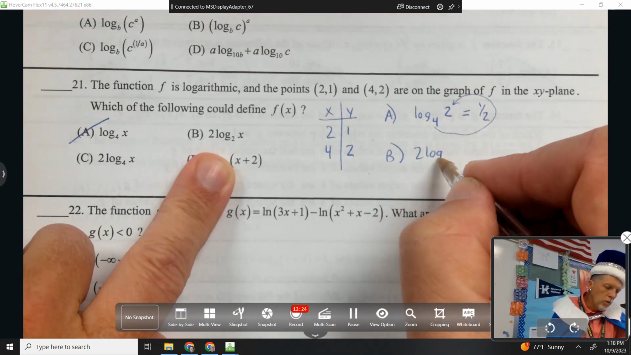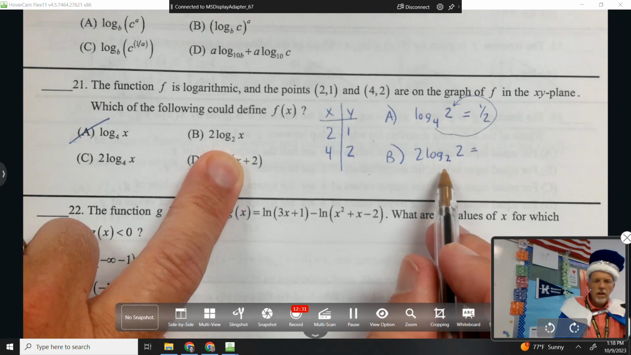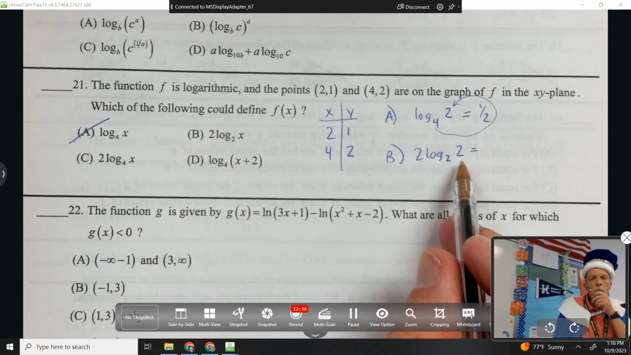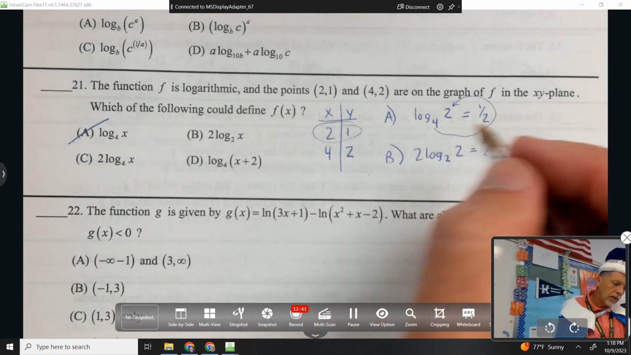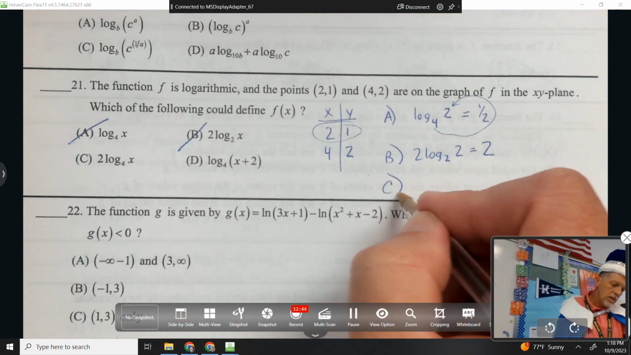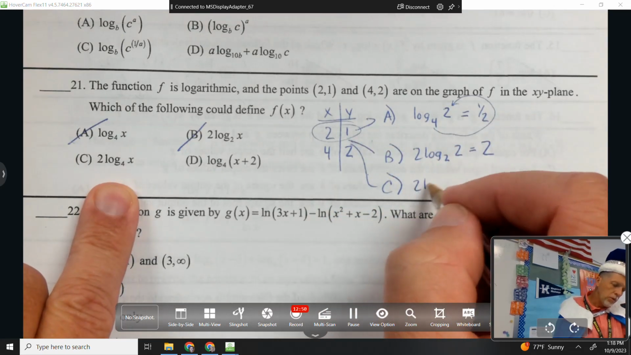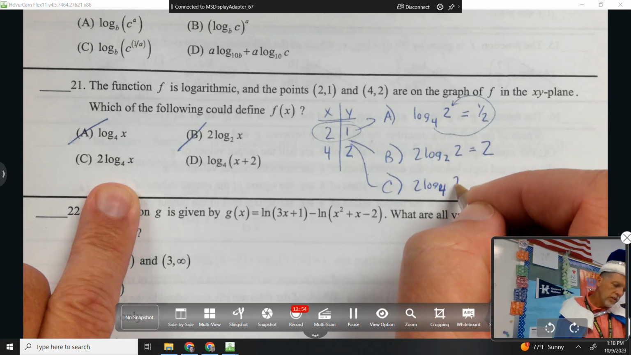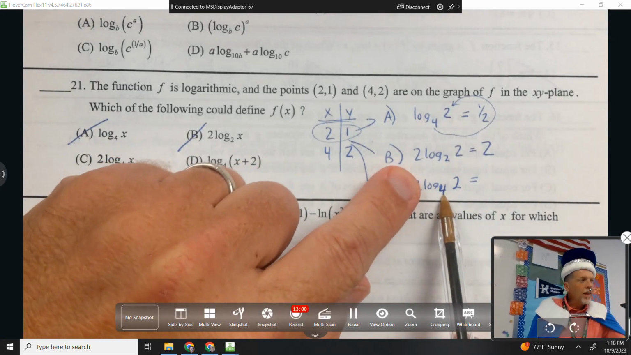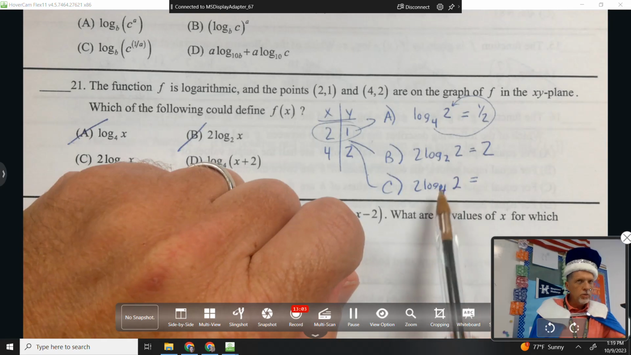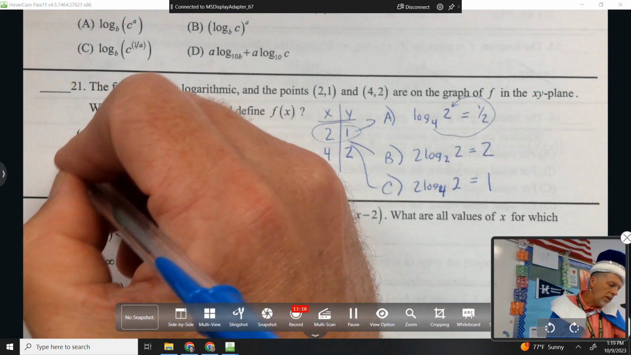B, 2 log base 2 of 2. Log base 2 of 2 is 1, but 2 times 1 would be 2, and we're trying to go for 1 here, so B's out. C, if I plug in 2, 2 log base 4 of 2. I'm thinking fishhook, right? I don't really think logs, I think fishhooks. So 4 to what equals 2? That'd be 4 to the 1/2. And 2 times 1/2 is 1. Okay, so maybe C.